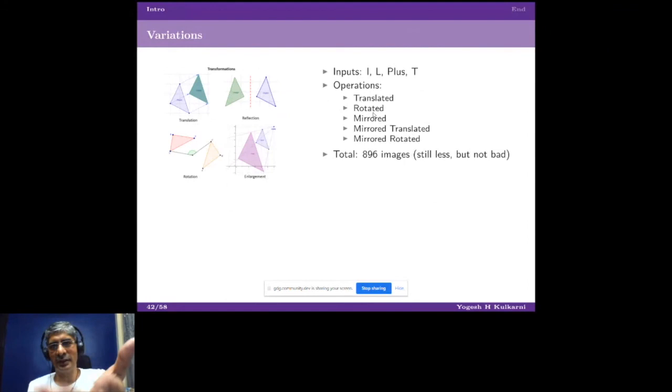So with just three odd shapes, I could generate about 800 or 900 images just by translations. And if both input and output are translated similarly, that's actually a correct input, right? But it's different. So this is how I've generated the data.